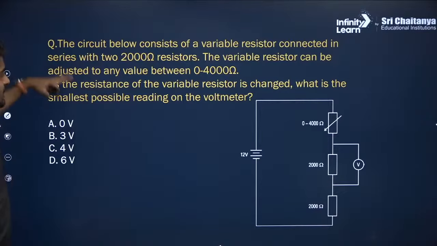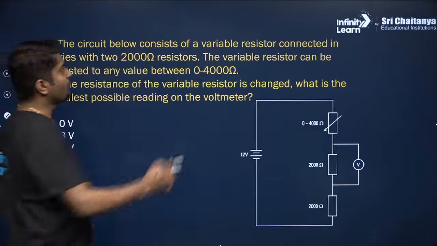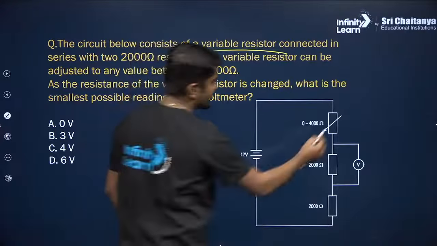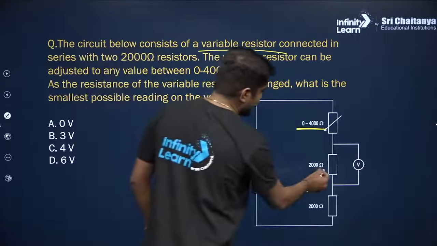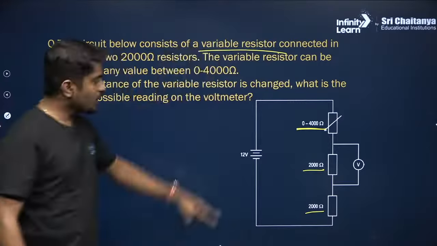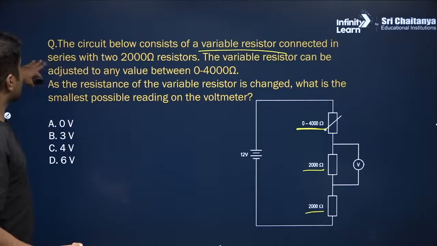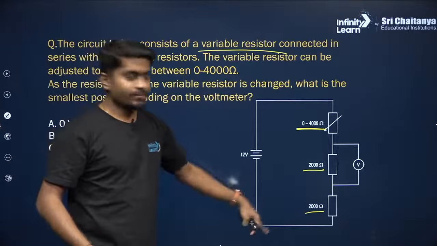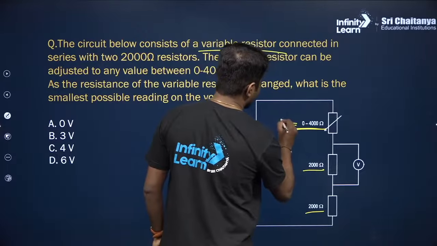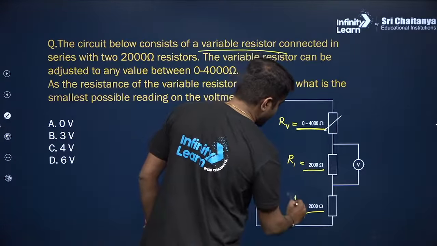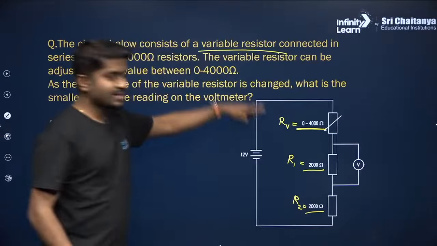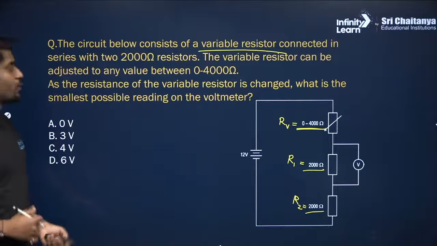So this is the question, the objective type, and there are options. I'll read the question. The circuit below consists of a variable resistor. For example, this one is a variable resistor. The other two have fixed resistance values. Only the first one is variable. They are all connected in series. Let's suppose there is some RV, which is the variable resistance. Then this one would be R1, and there's R2. I just gave the marking so that we can solve the question.